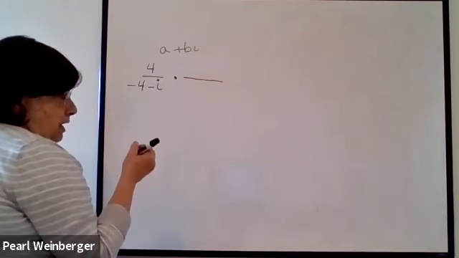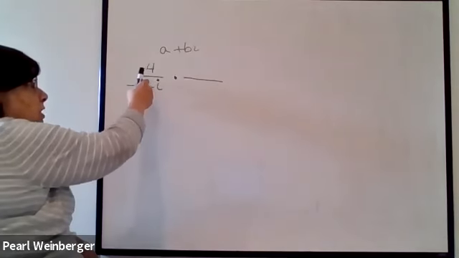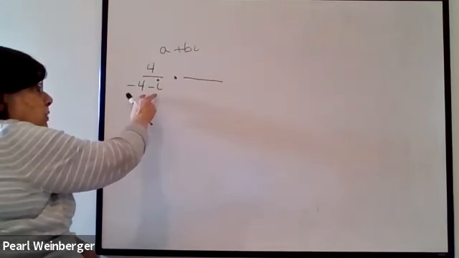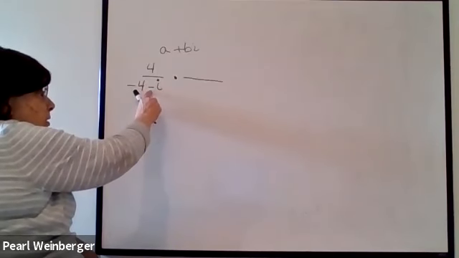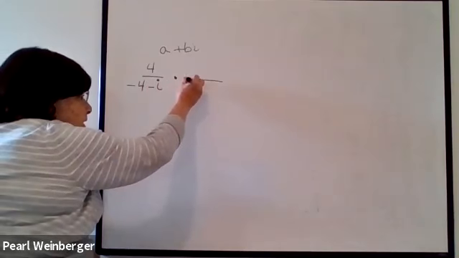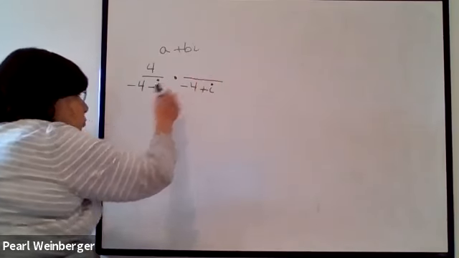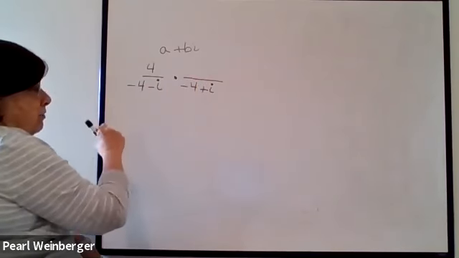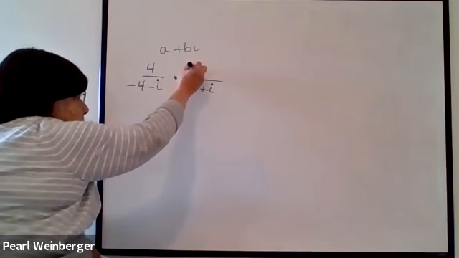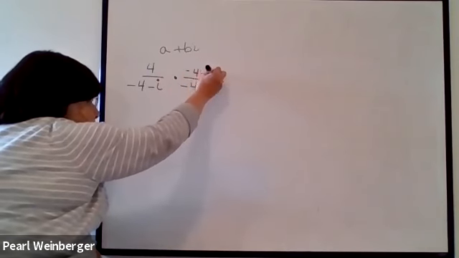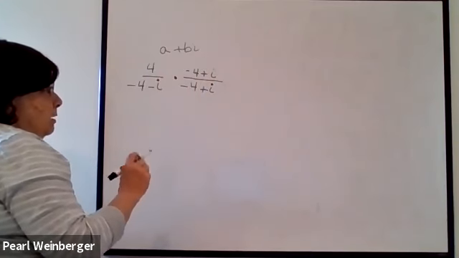Remember, when you're taking the conjugate of a binomial, the only thing you're changing is the sign between the two numbers or letters or whatever they are. So this is going to be -4 plus i. Don't forget, it's not 4 plus i, it's -4 plus i, because you only change the sign in the middle. So that's what we're going to multiply both the top and the bottom by.